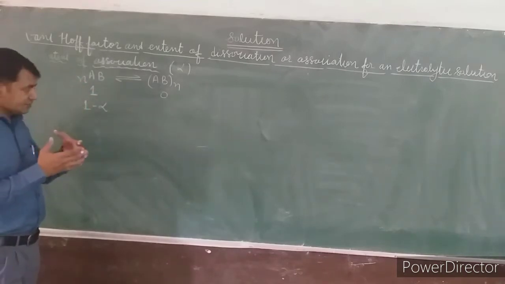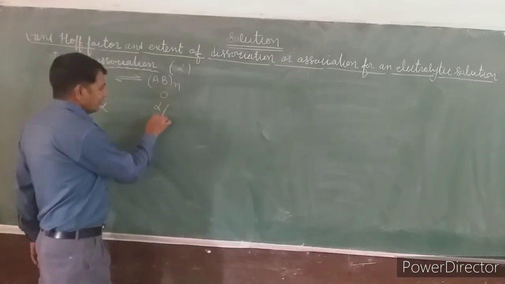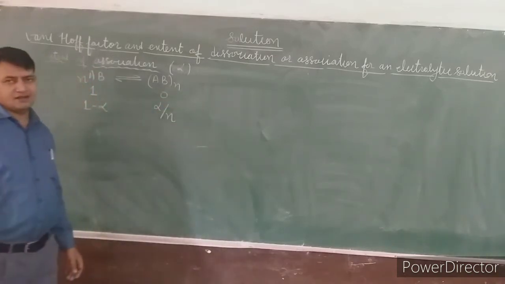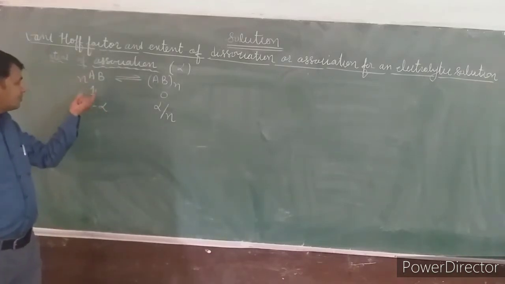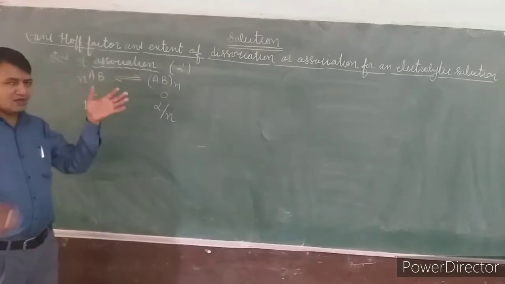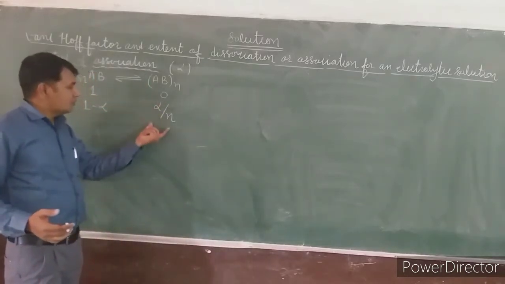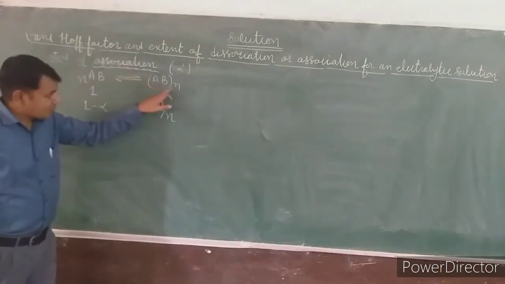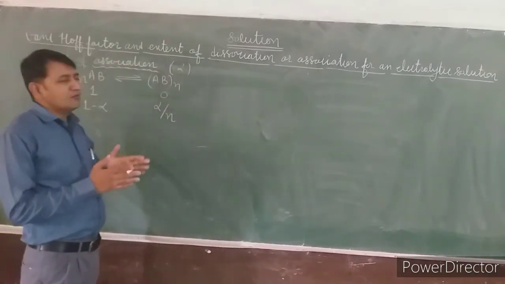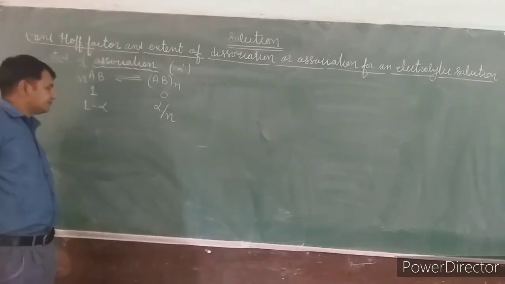Because the alpha particles from n are coagulating, aggregating, the number of particles formed at the product side will always be alpha upon n. Again, understand. Here we have taken alpha because some part of AB will move from this AB and convert into aggregate molecules, collective molecules. So if the initial number of moles of AB is 1, then at the product side, the number of aggregated molecules will be a fraction of 1. So we have taken here alpha upon n.